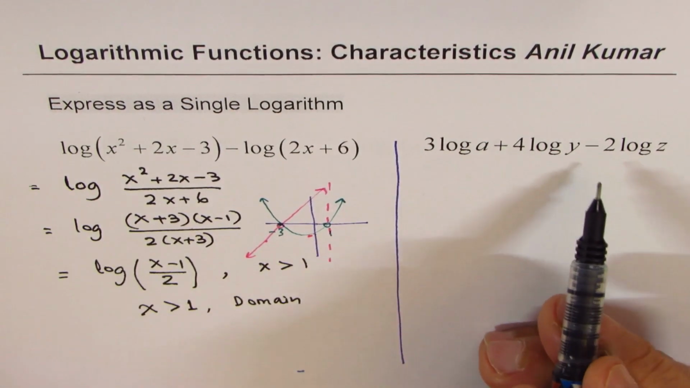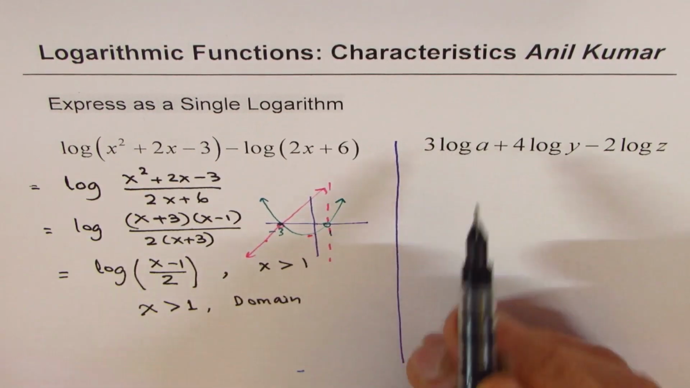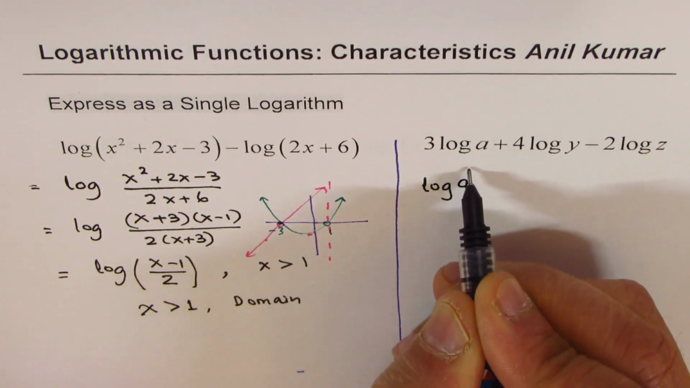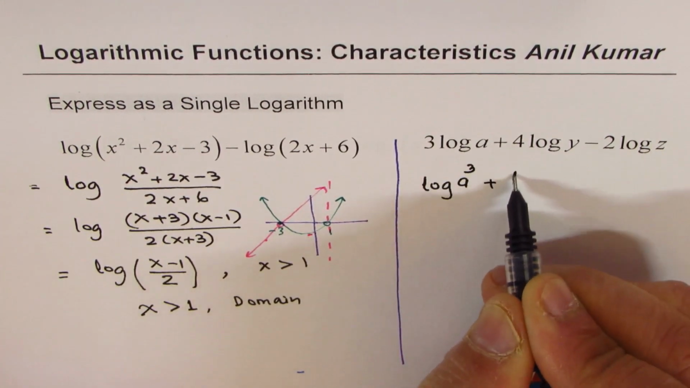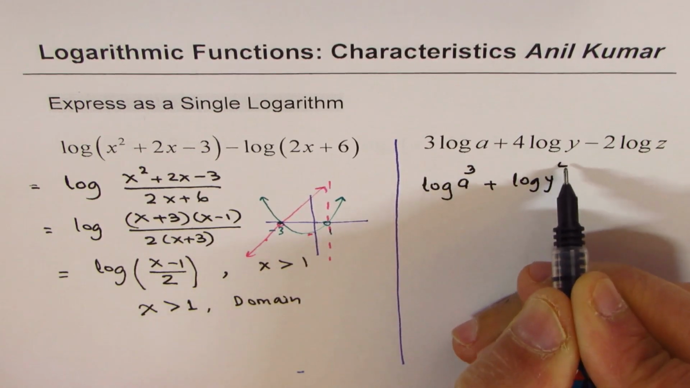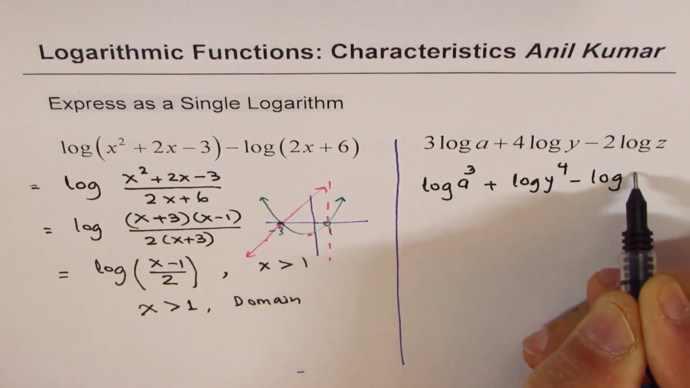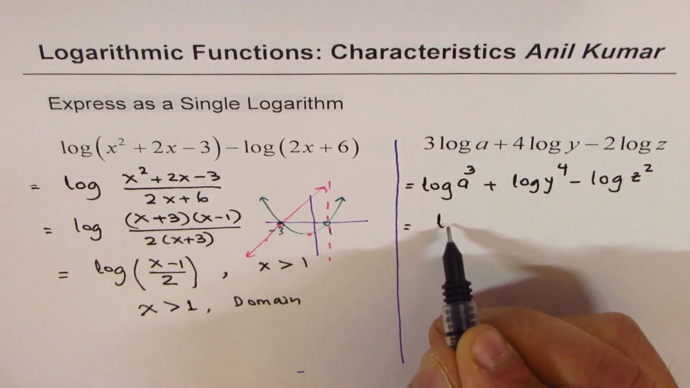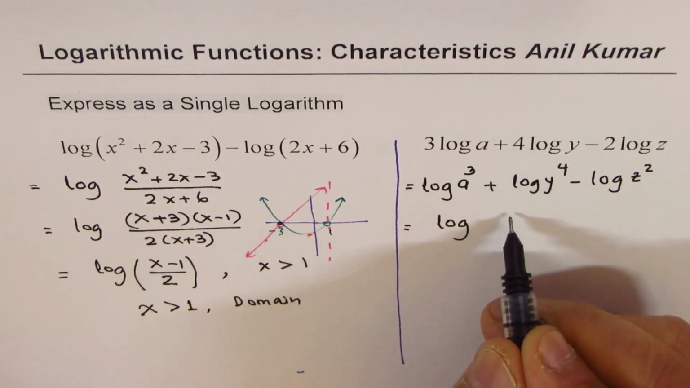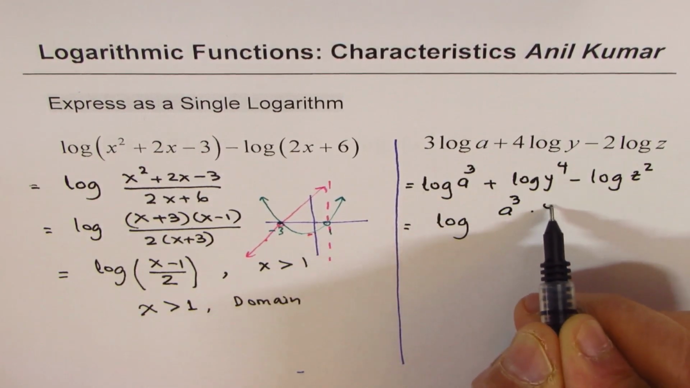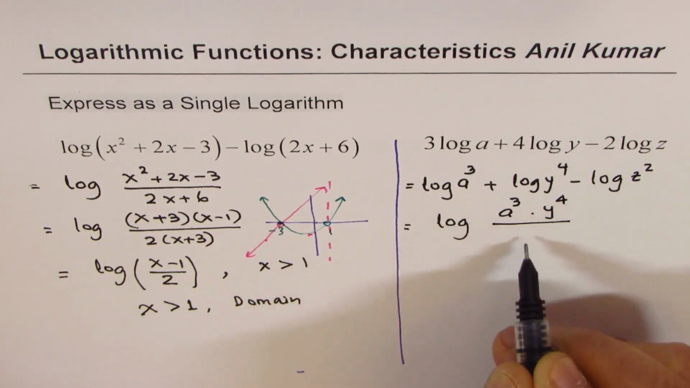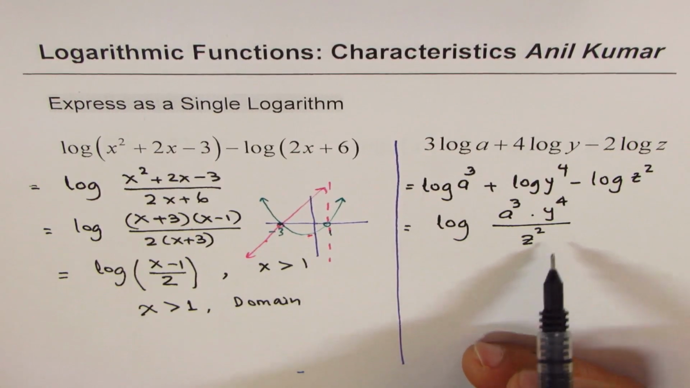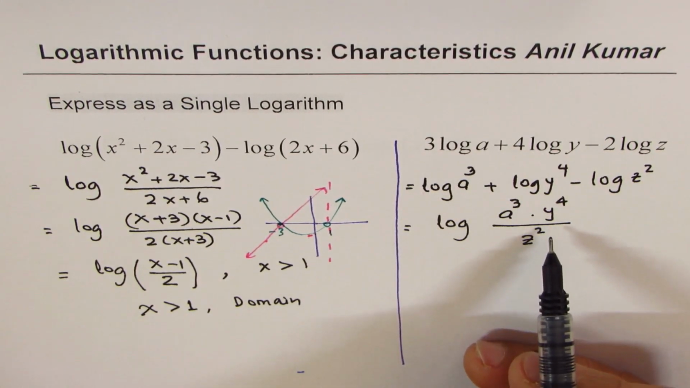Now let's do the second question here, which is 3 log a. Using the power rule, we could write this as log a cube, right? And here we could write this as log y to the power of 4 minus log z square, correct? Now applying the property, we get log of, we have to multiply these two, which is a cube times y to the power of 4 divided by z square, correct? That becomes the expression in the given scenario.